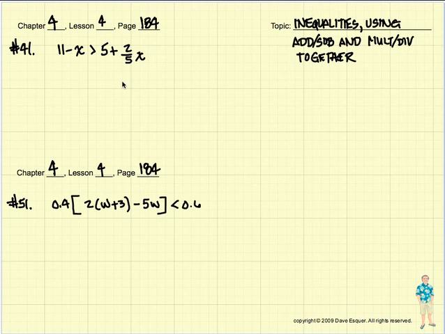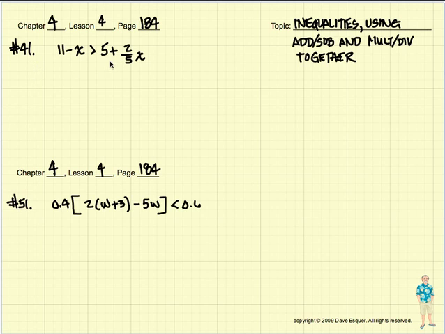Chapter 4, Lesson 4, page 184, Inequalities. We're going to be using both adding, subtracting, and multiplying, dividing together. Remember, we first want to do the adding or subtraction first, and then we do the multiplying or dividing. It's kind of a general rule. Let's get started with number 41.